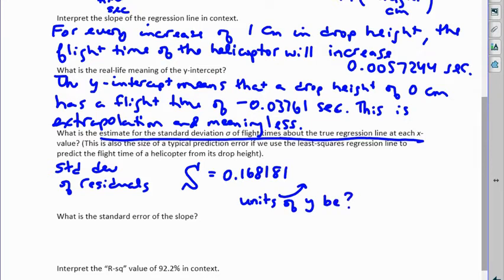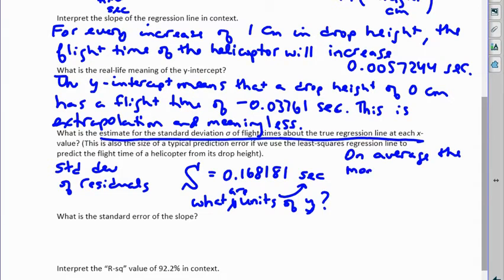So the residuals is related to y. So what units would go with y? That would be units of seconds, because y was describing the flight time. So on average, we expect our model to vary from the observed by about 0.168 seconds.